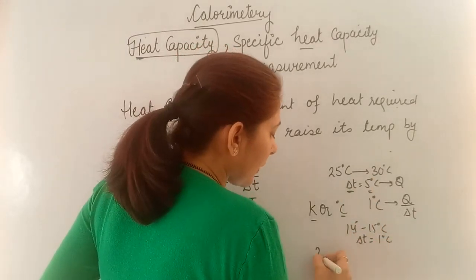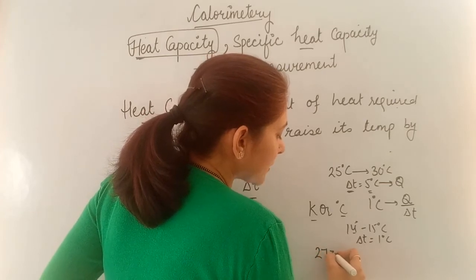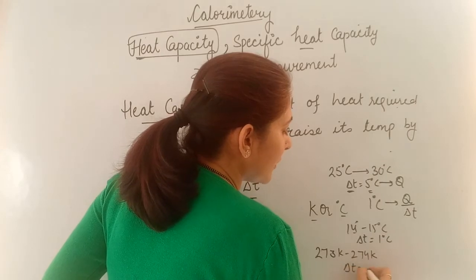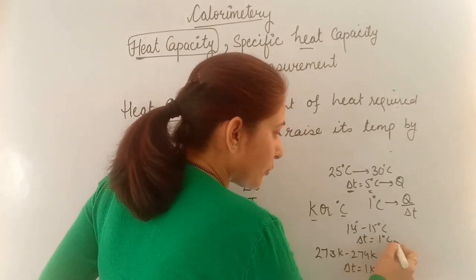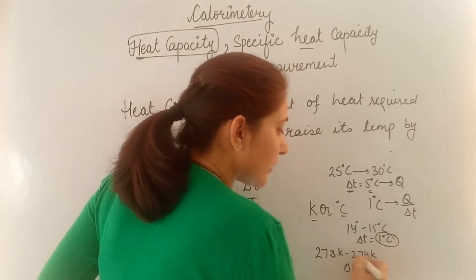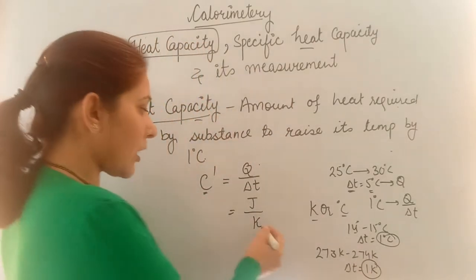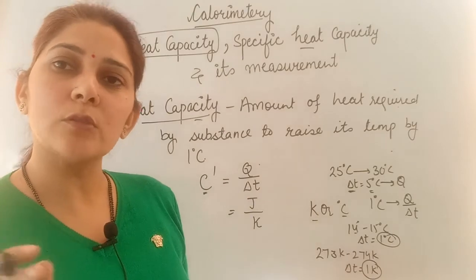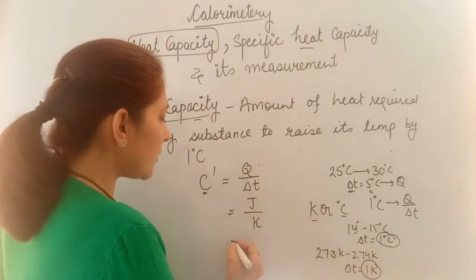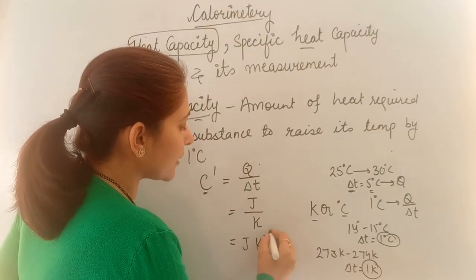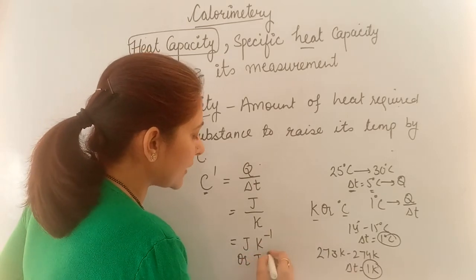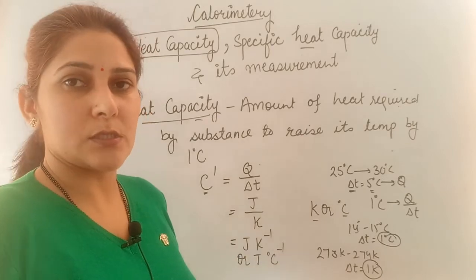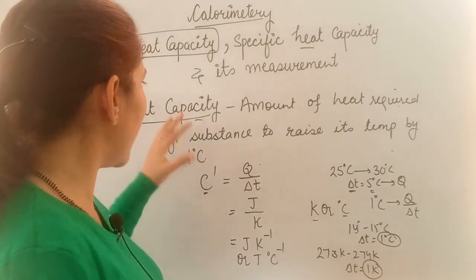When you are talking about 273 Kelvin to 274 Kelvin, delta T will be 1 Kelvin. This delta T, 1 degree Celsius, is equivalent to 1 Kelvin. So we can write either Kelvin here or degree Celsius here. Both ways it will be correct. So the SI unit will be joule Kelvin inverse, or joule degree Celsius inverse. That will be the SI unit for heat capacity. I hope you can remember this.